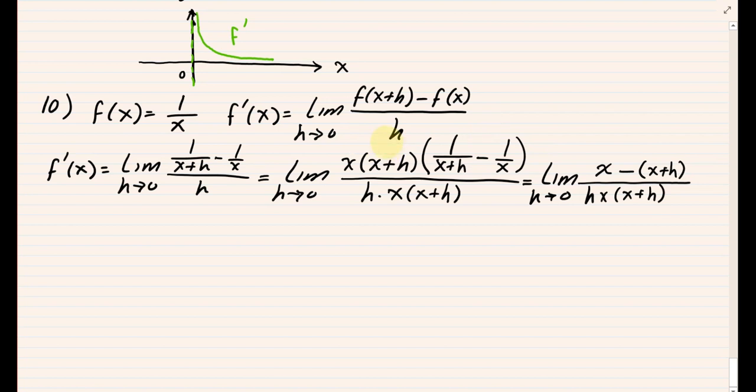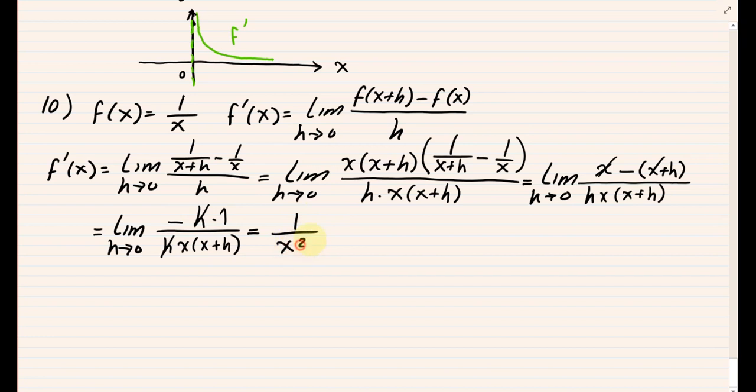Okay, so the x and negative x cross out, and this is going to give me simply the limit as h approaches 0 of negative h over h times x times x plus h. And then the h's cross out. Again, what we're trying to do in all of these limits is get rid of that h that's in the denominator. Okay. And now plugging in 0 for h, we get 1 over x times x, which is x squared, and here's negative 1 over x squared. So the derivative of 1 over x is negative 1 over x squared.